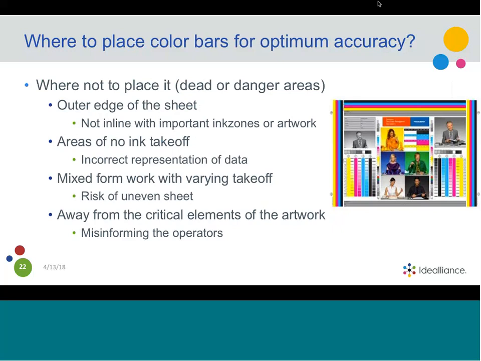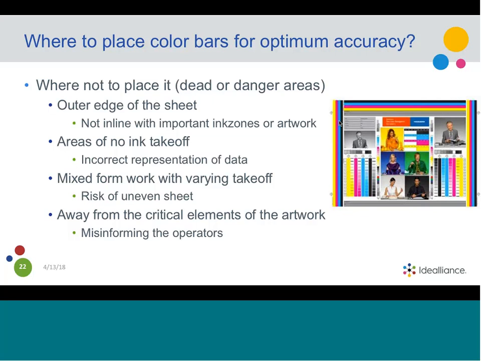And this is why what Mark was showing early on in the presentation is so important. So let me just highlight some of those areas that you may want to use caution with, starting with the outer edge of the sheet. Number one, this is likely not in line with the important ink zones or areas of the artwork. So if you see these measurements you're taking off to the sides, you may not be getting enough ink coming through in that area. And again, the measurements taken there probably don't reflect the work which the customer is buying. Areas of no ink takeoff, again, they're going to give you a poor representation of the material you're selling, so that's a bad idea.